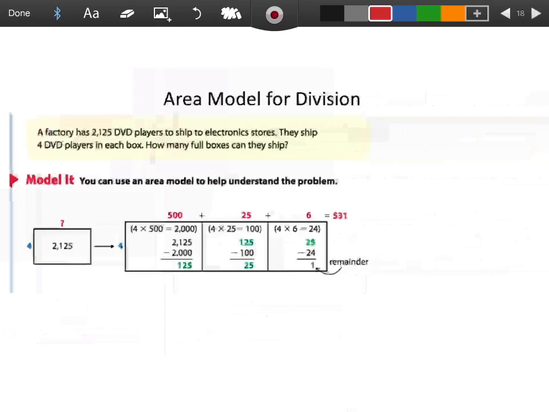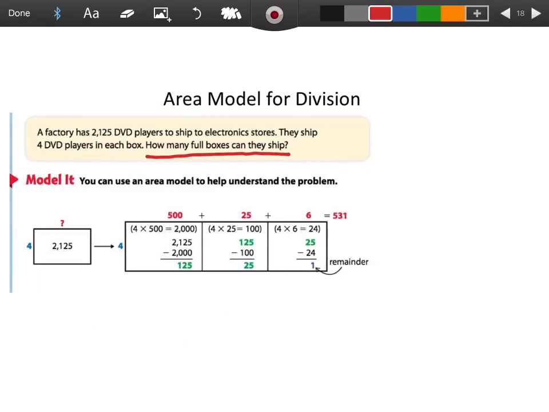Let me read that one more time because I'm a good reader. A factory has 2,125 DVD players to ship to electronics stores. They ship 4 DVD players in each box. How many full boxes can they ship? So I want to know how many full boxes. I don't want to know if there's any left over, just the full.